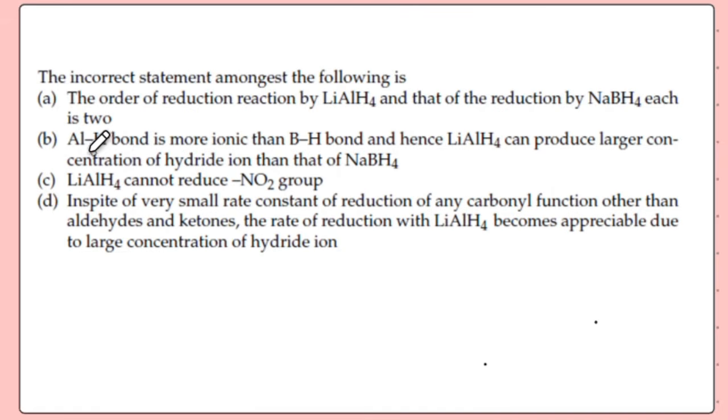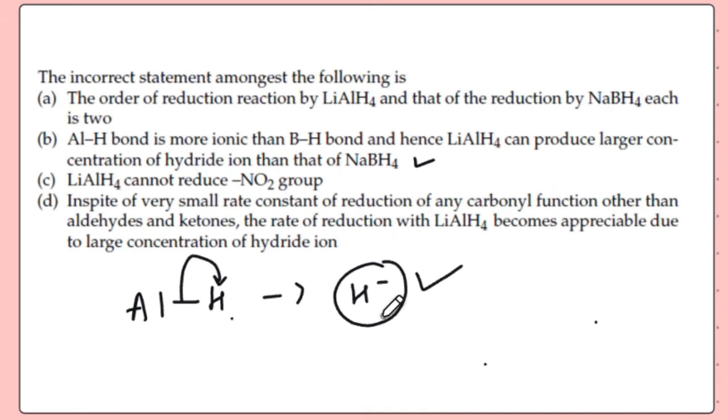Now let's check for option B. Aluminium hydrogen bond is more ionic than boron hydrogen bond. Hence, lithium aluminum hydride can produce larger concentration of the hydride ion than that of sodium borohydride. This is absolutely correct. Since the aluminium hydrogen bond is more ionic, you can see that the hydride ions will be formed easily. Hence, it will be a stronger reducing reagent as compared to sodium borohydride. Therefore, this is also a correct statement.